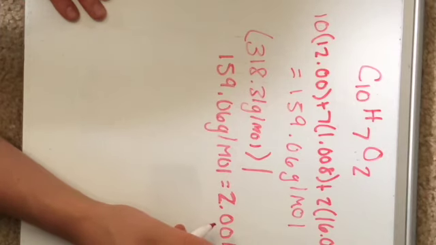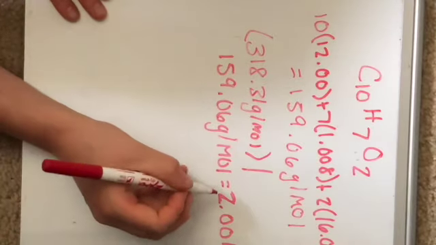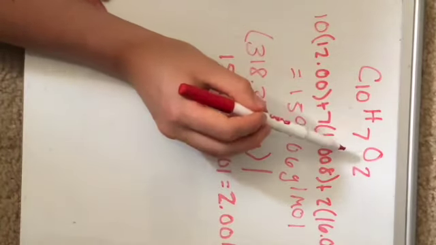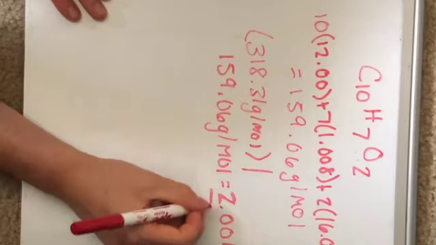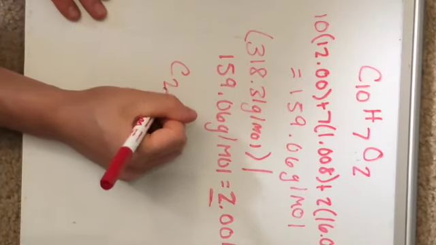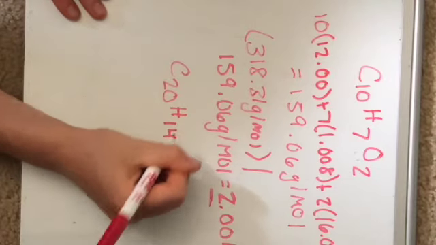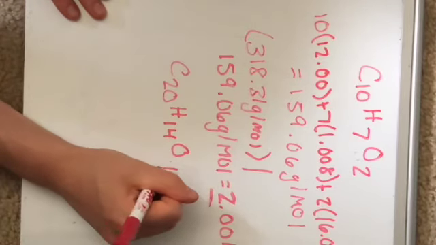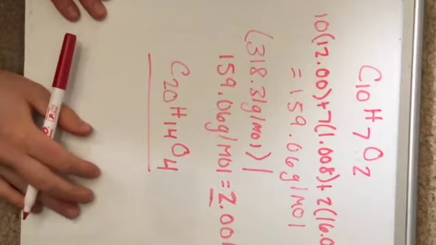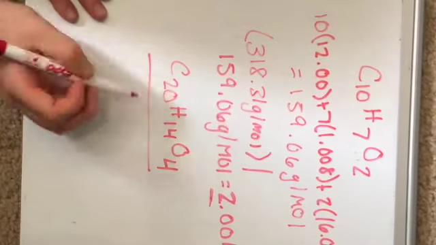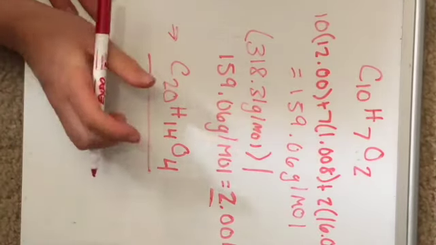And then since there are 2 empirical units in a molecular unit, the molecular formula is going to be the empirical formula, but all the whole numbers multiplied by 2. So that's going to equal C20H14O4. And that's how you would find the empirical formula and the molecular formula from the empirical formula.